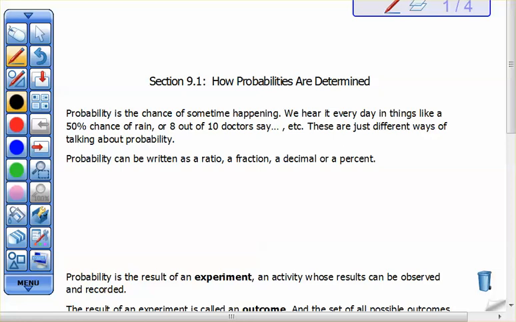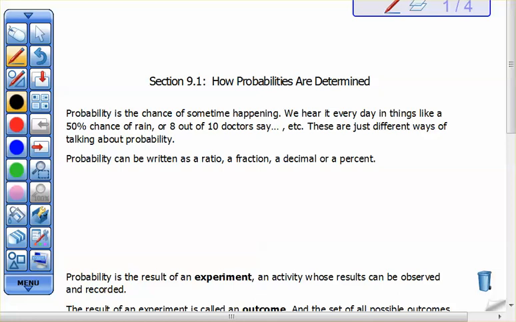Okay, in this section, we're going to be talking about how probabilities are determined. What is a probability? Probability is the chance of something happening. We hear it every day in things like a 50% chance of rain, or when someone says 8 out of 10 doctors say such and such. These are just different ways of talking about probability.